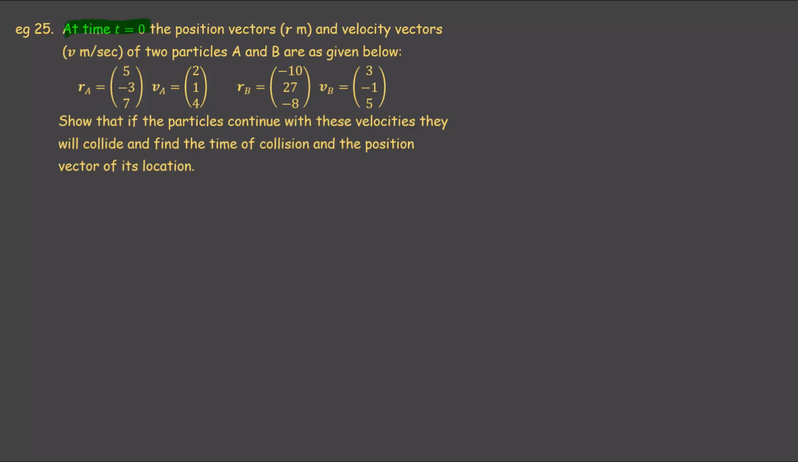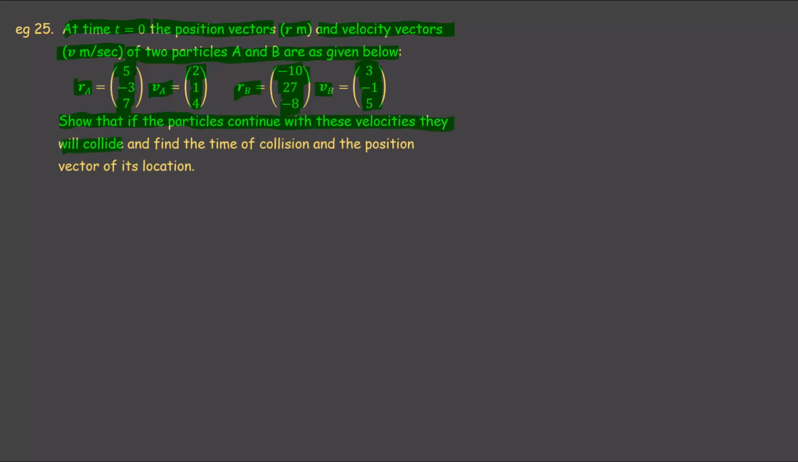At time t equals 0, the position vectors r meters and velocity vectors v meters per second of two particles A and B are as given below. So RA is (5, -3, 7), VA is (2, 1, 4), RB is (-10, 27, -8), and VB is (3, -1, 5). Show that if these particles continue with these velocities, they will collide, and find the time of collision and the position vector of its location.